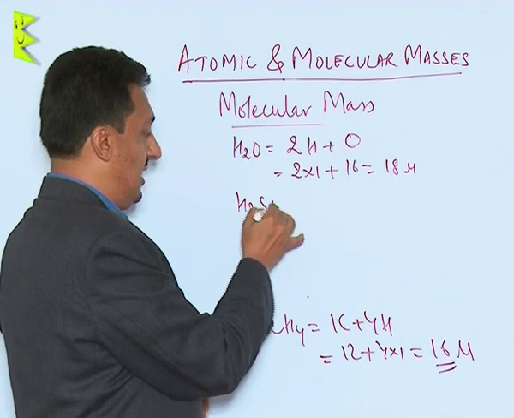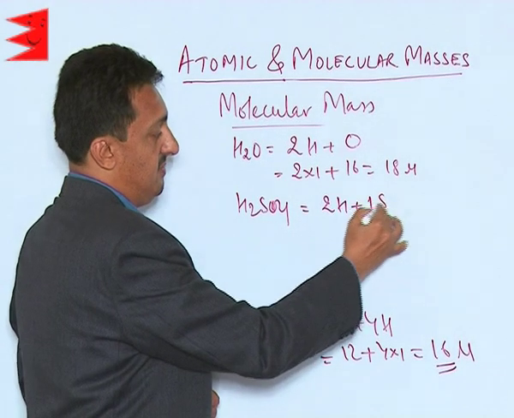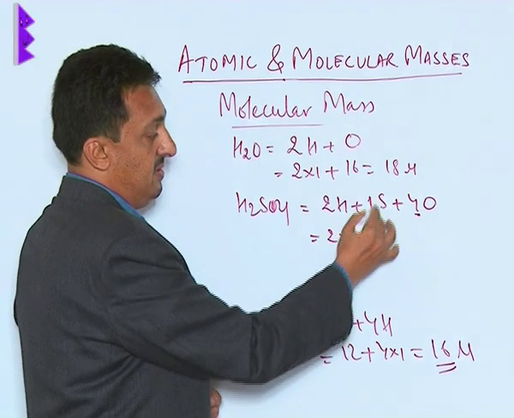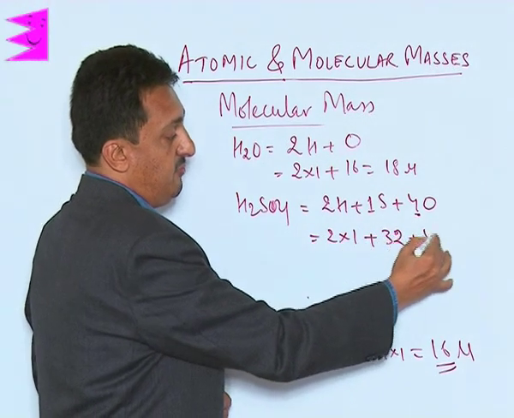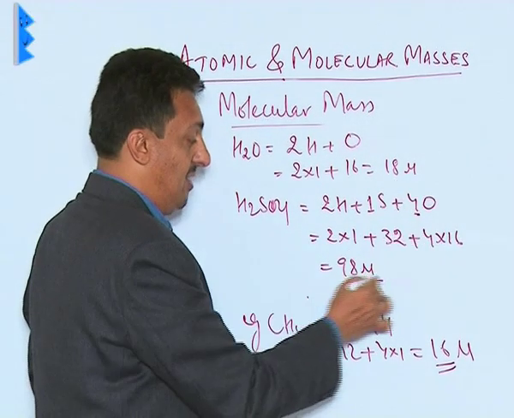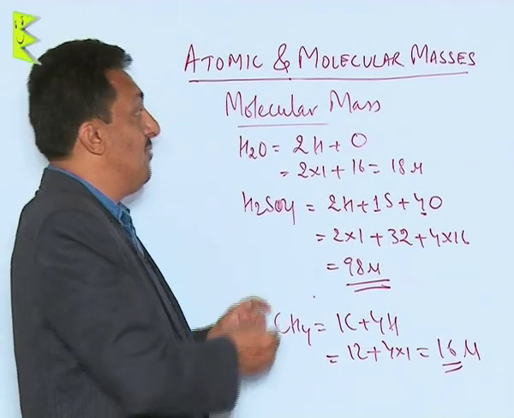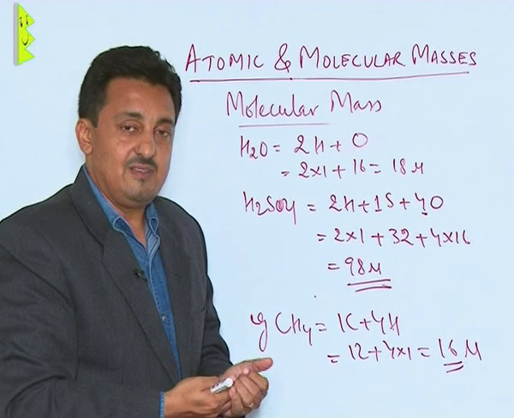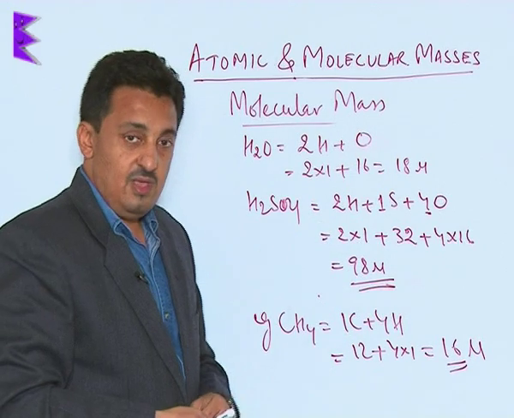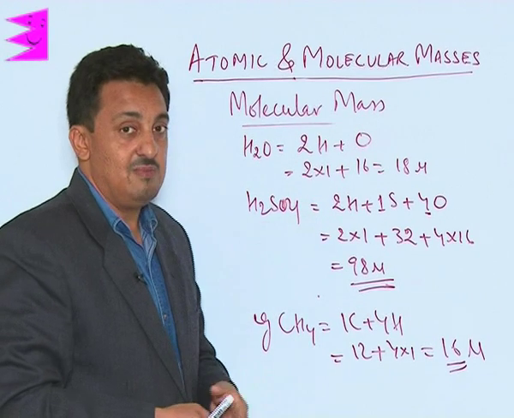Similarly, sulfuric acid. It has 2 hydrogens, 1 sulfur and 4 oxygens. So 2 times 1, plus 32 for 1 sulfur, plus 4 into 16, that will make it 98. Remember, the units are always the same as we have been using for the atomic masses, because practically molecular mass is nothing but the sum of the masses of the atoms which a molecule of the substance is having. So it's 98 u.